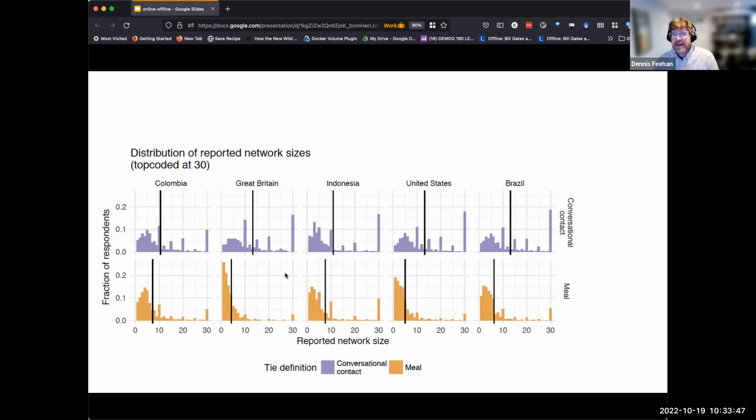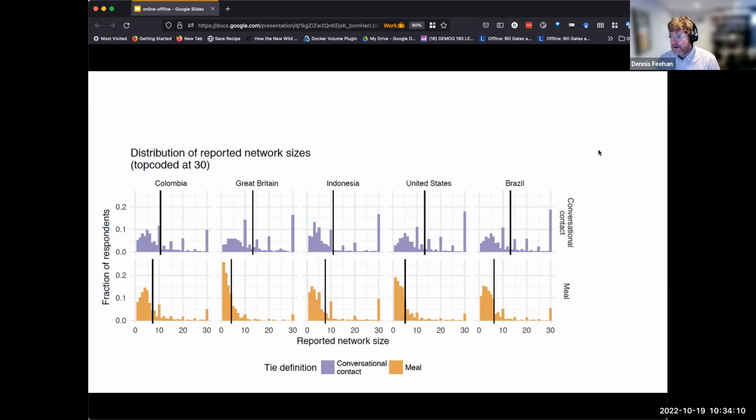And just to give you a sense, the average size of the meal network looks like it goes from a little over 4-ish to maybe 7. And the conversational contact networks on average are like 10.5 to 13 people. And that 10.5 to 13 people is in the ballpark of estimates that have come from these disease modeling studies that I mentioned that have collected data with this type of network before.